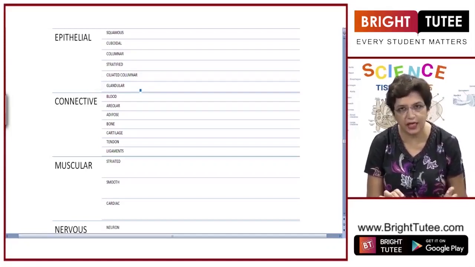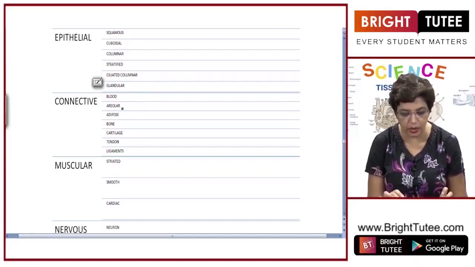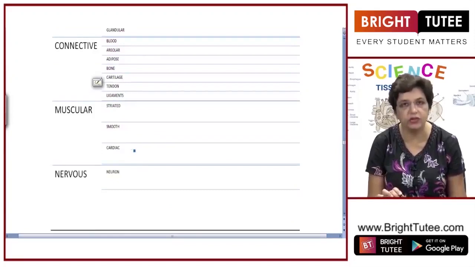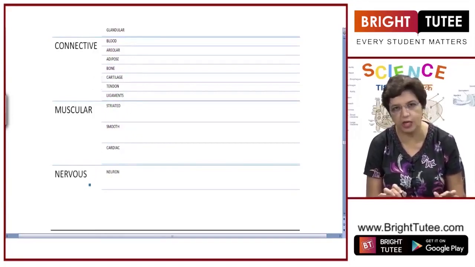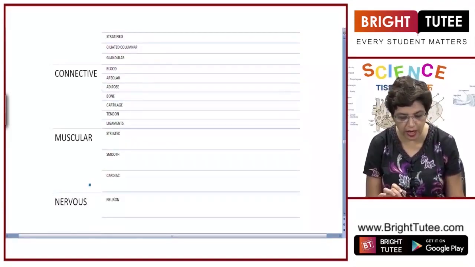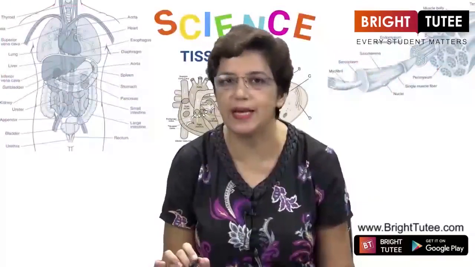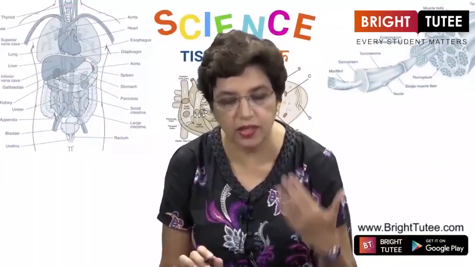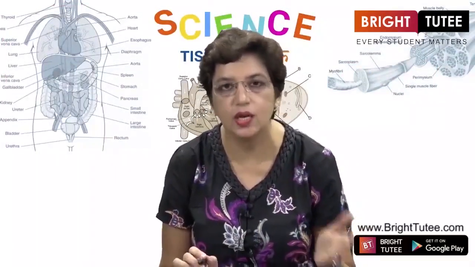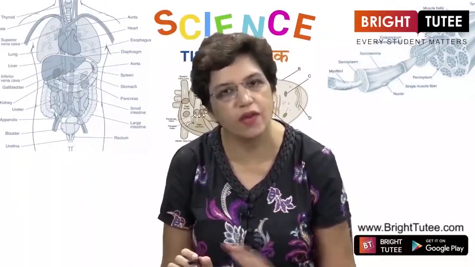Then connective again are of different types like blood, areolar, adipose tissue, bone, cartilage, tendons and ligaments. Then muscular tissue, there are three types of muscle cells: striated, smooth and cardiac muscles. And now last is the nervous tissue made up of neuron cells. So these are four types of animal tissues and their subtypes. So let's study in detail about all these types. How are they different from each other? Where are they located? What is their structure and what is their function?